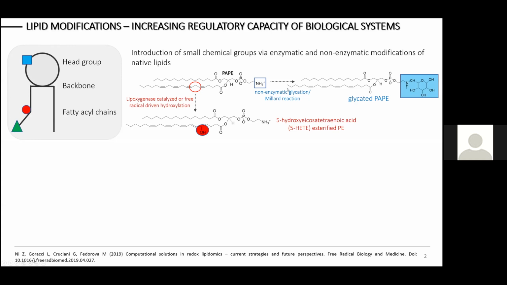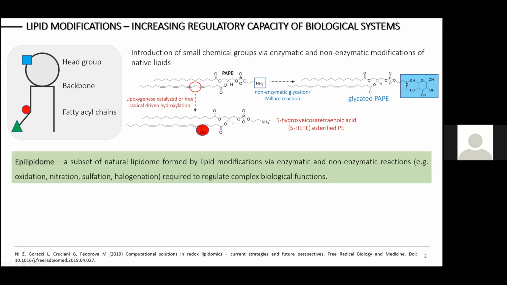It can also happen that modification occurs on the head group of this lipid, for instance, non-enzymatic glycation or Maillard reaction with the formation of a glycated derivative. So a few years back, we actually introduced a term which we call the epilipidome to sum up all these kinds of different modifications, which we call a subset of the natural lipidome formed by lipid modification, enzymatic or non-enzymatic ones required to regulate complex biological functions.